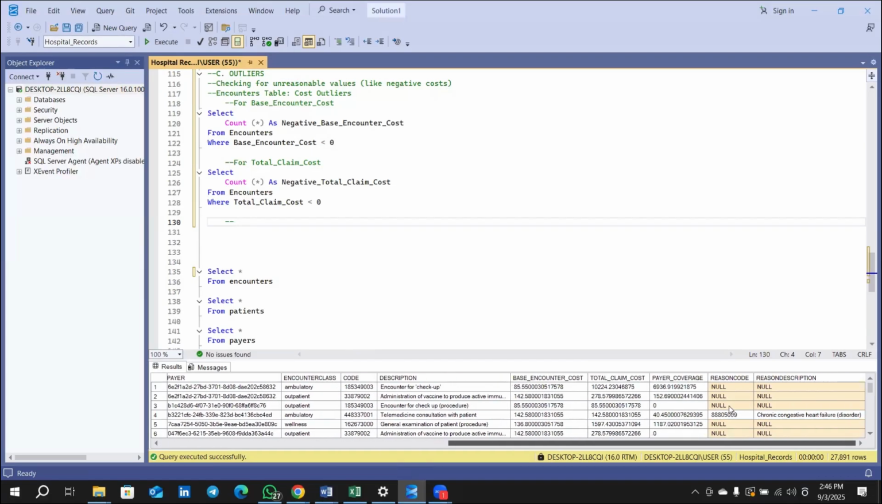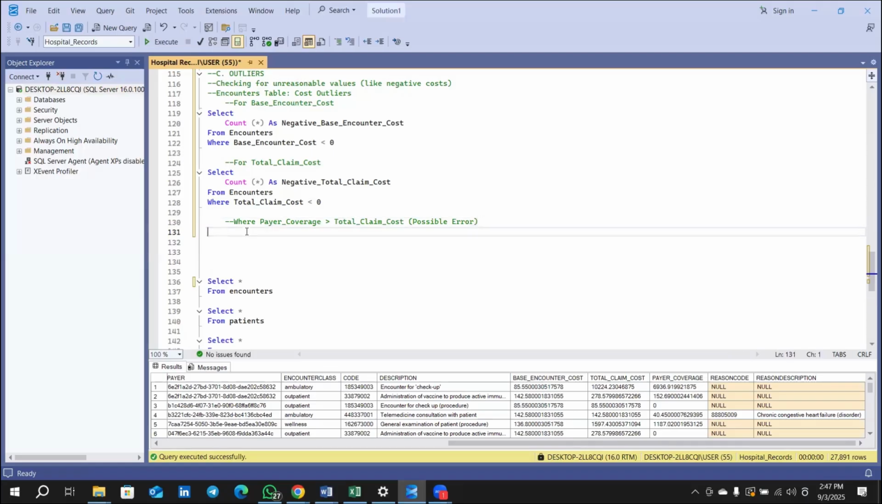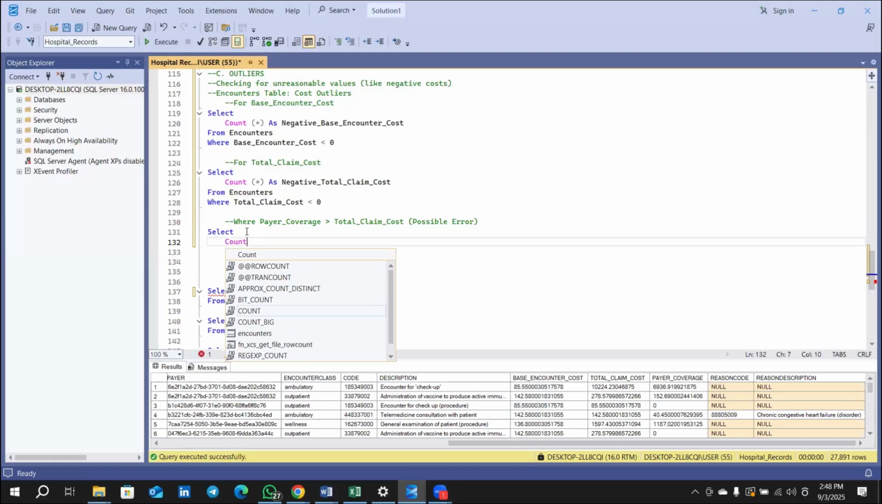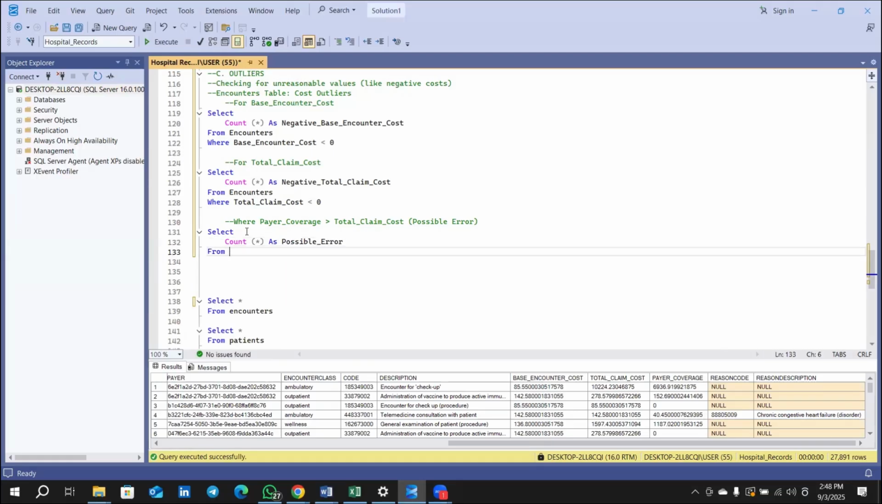Now I was also able to check for where payer coverage is less than the total claim cost. What is the payer coverage? The payer coverage is the amount of cost covered by the payer. The total claim cost, like I said earlier, is the total cost of the encounter, including all line items. So if there is any situation whereby the payer coverage is less than the total claim cost, then there is a possible error. So I wrote my query to also check for this particular outlier.